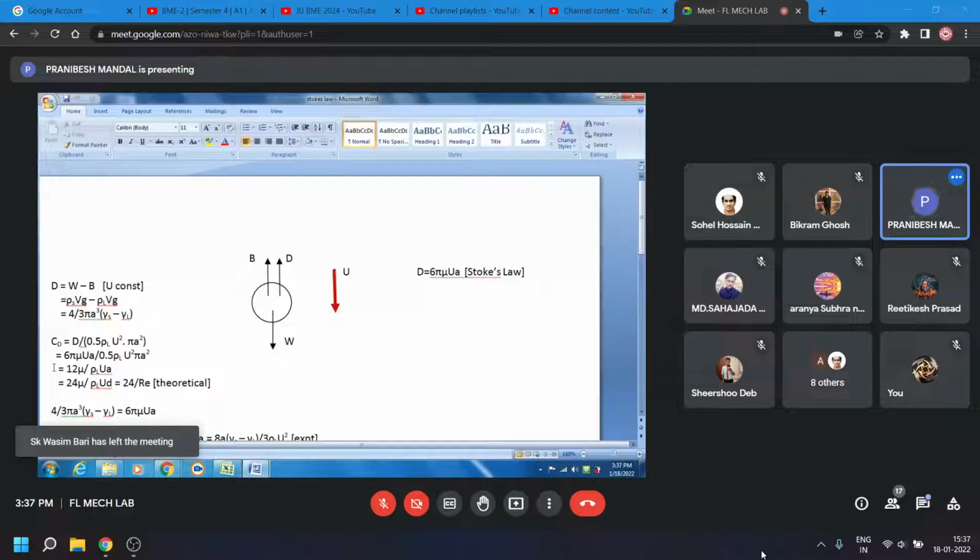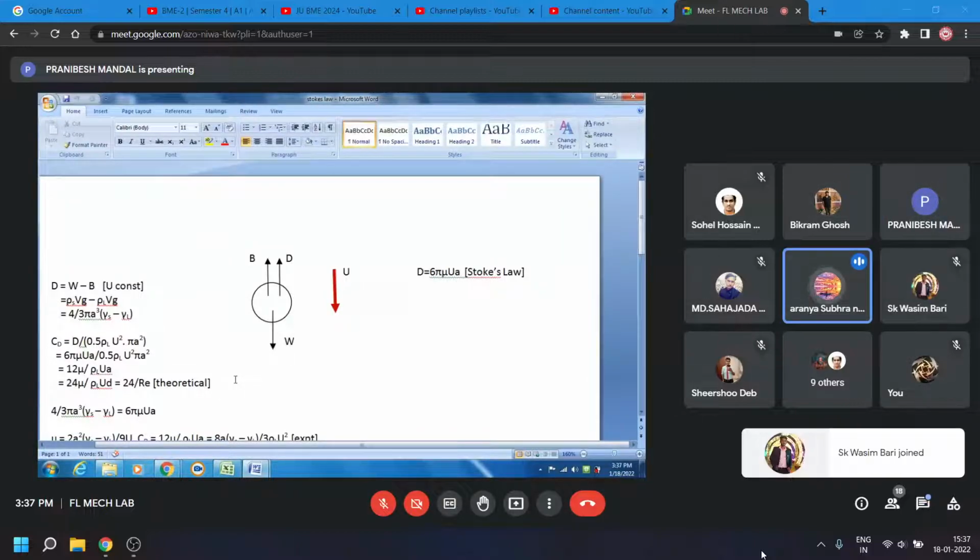Now, how do we find the coefficient? I need to divide this drag force by another force, yes or no? Yes, sir. Another force will be needed, right? Yes sir. Now you see how we have found that particular force. In the denominator, you can see the first term is half rho u square, right? Do you know what this term half rho u square is termed as?